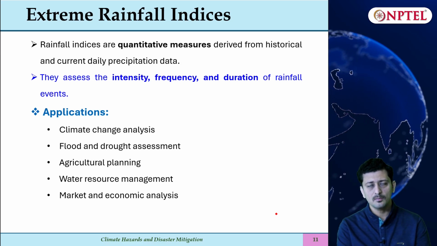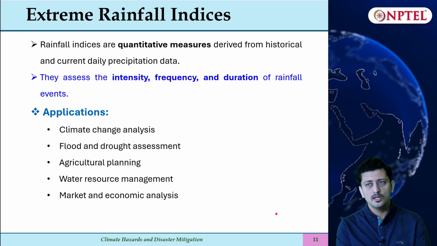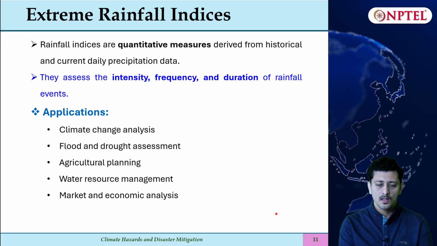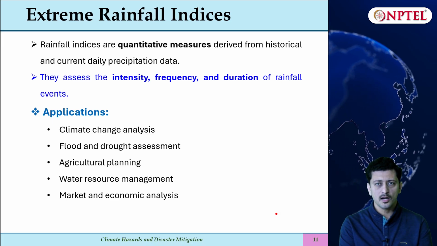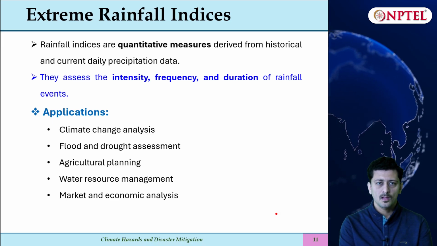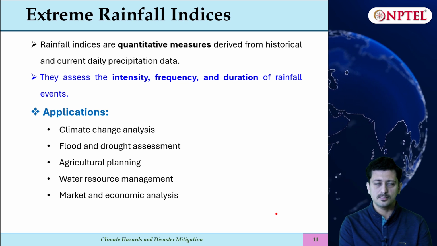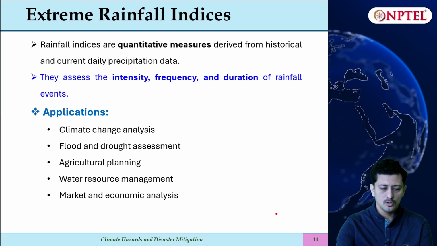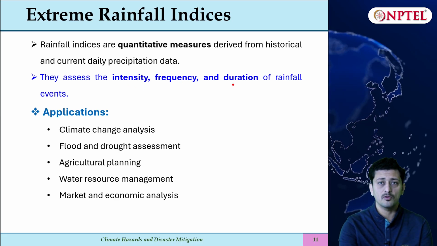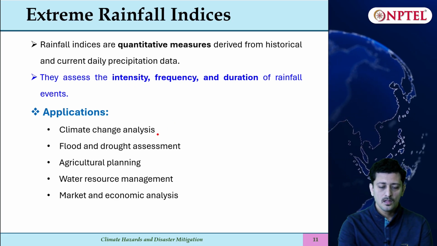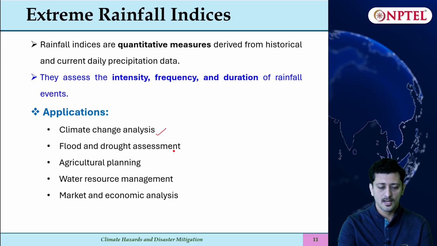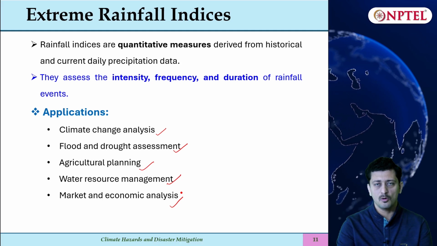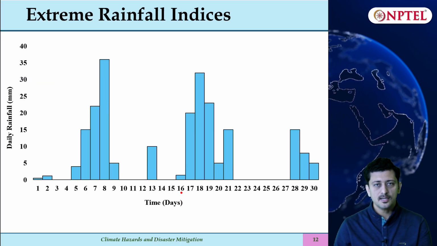So these indices are nothing but the quantitative measures which will give you an idea about the different characteristics of the precipitation. Here we are using a generic word rainfall, because in India most of the precipitation comes through rainfall, but precipitation is a more generic word. So it can be used to analyze intensity, frequency and duration changes in the rainfall. So we can adopt it for climate change analysis, flood and drought assessment, agriculture planning, water resource management, and some economic analysis as well. So let us understand the schematic.